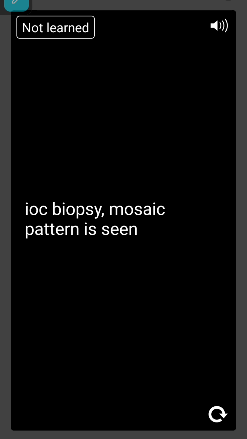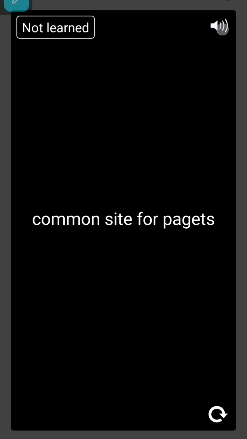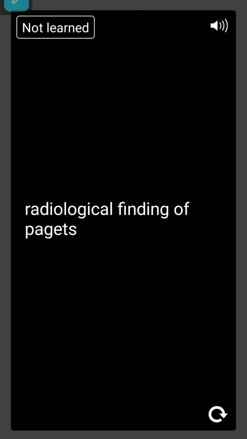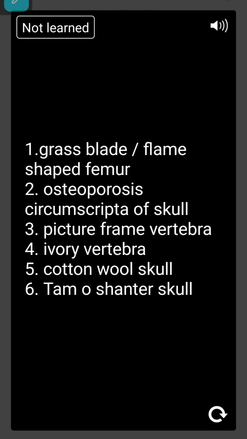Investigation for Paget's disease: IOC is biopsy, mosaic pattern is seen. Common site for Paget's: pelvis greater than other sites. Radiological findings of Paget's. 1. Grass blade, flame-shaped femur.